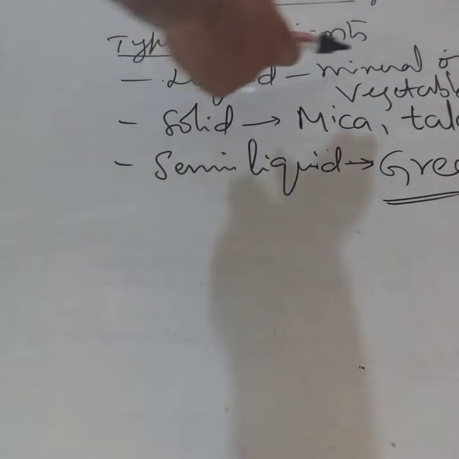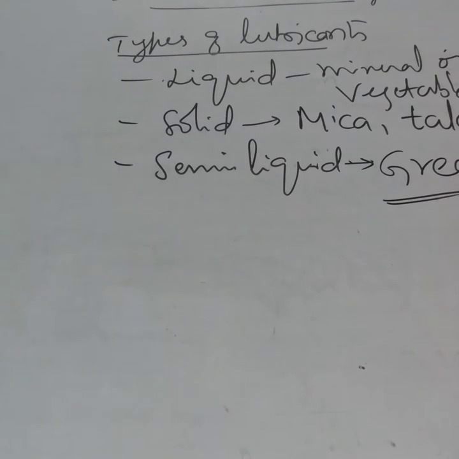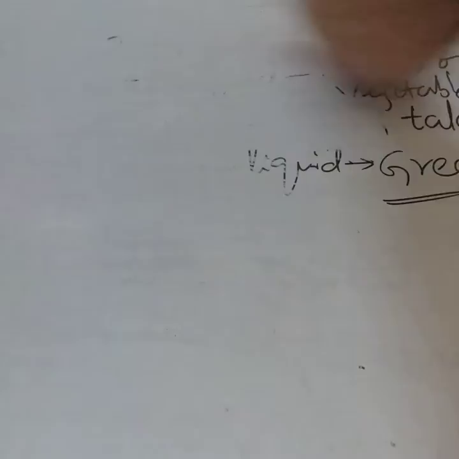So essentially, in types of lubricants, we have liquid lubricants in the form of mineral oil and vegetable oil, solid lubricants such as mica and talc, and semi-liquid lubricants such as grease. Now let us look at the various functions of lubricants. What these lubricants do essentially is what we need to see.